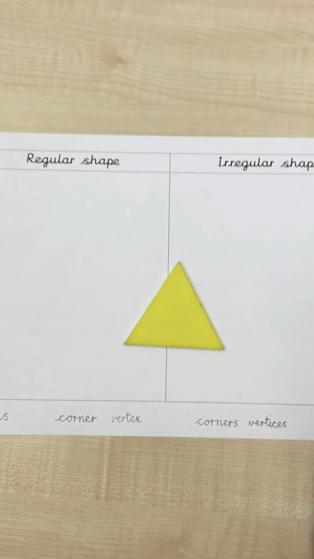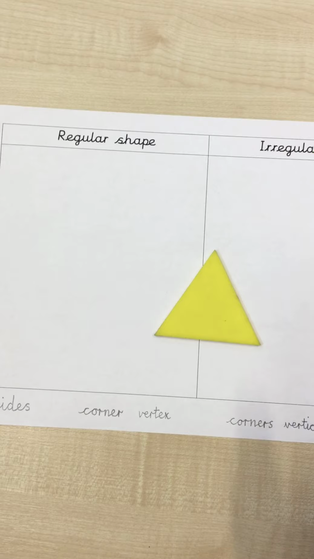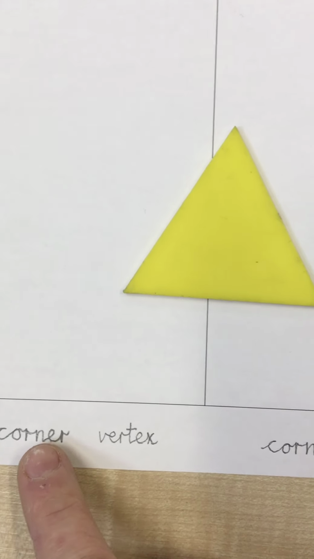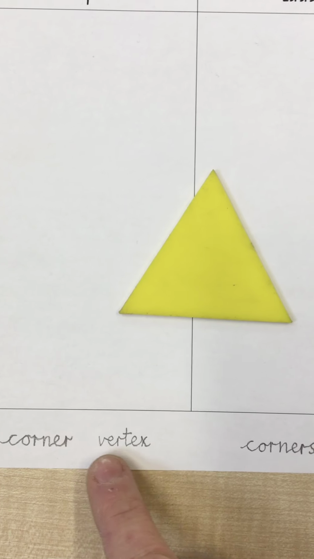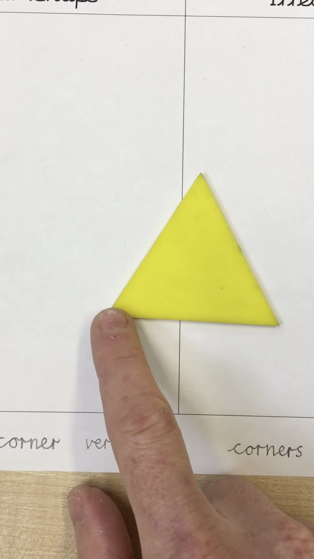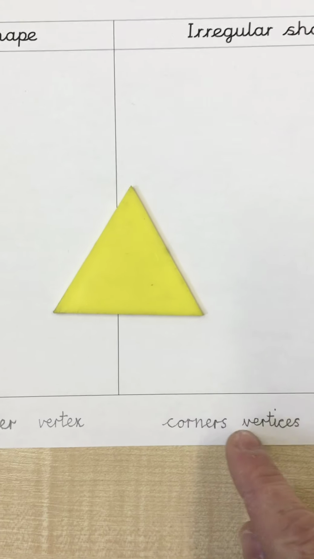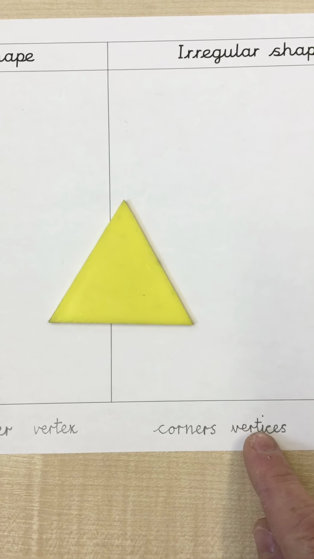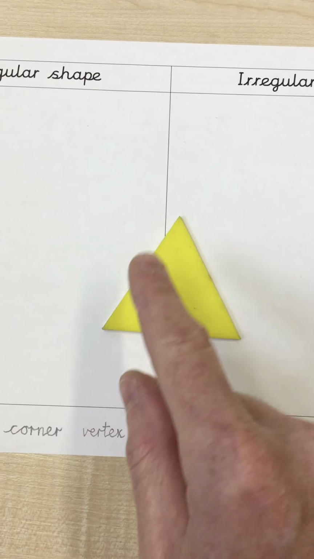In fact, I want to teach you some special words. A corner, in maths, we call it a vertex. That's one corner. It's called a vertex. So that's called a vertex. That's a vertex, and that's a vertex. But when we have lots of them, when we have corners, we call them vertices. So this has 3 vertices. 1, 2, 3.